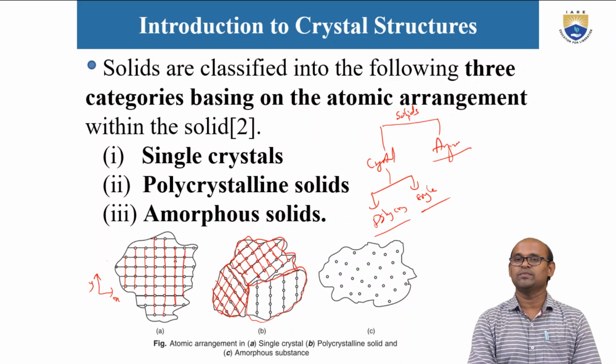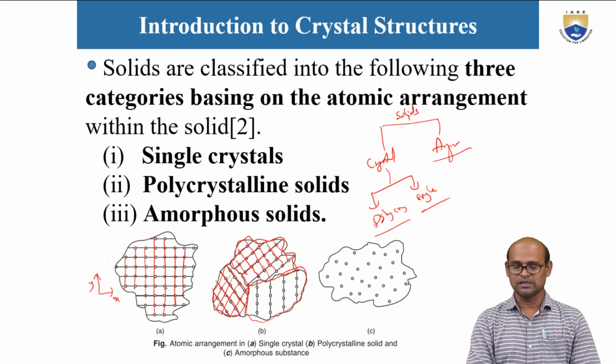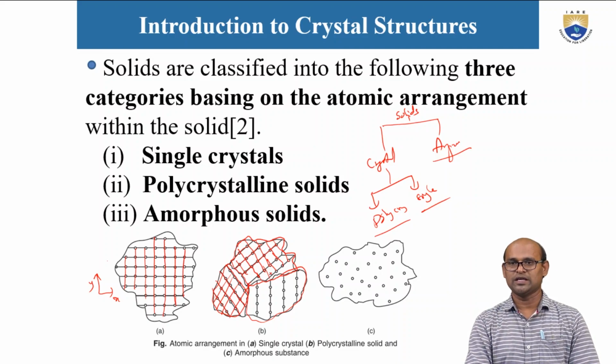This is a single crystalline material. You have a regular periodic arrangement of atoms over all the material, which is called a single crystal. Polycrystalline means there are many small crystallites in which there is a regular periodic arrangement of atoms, but only within a small crystallite. There are many such crystallites, so that's why we call it a polycrystalline material.